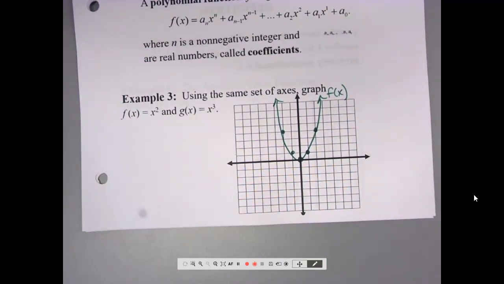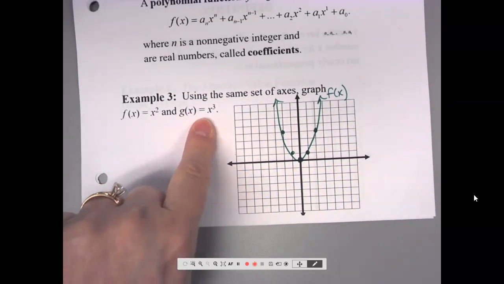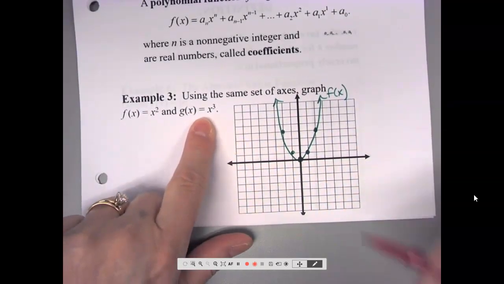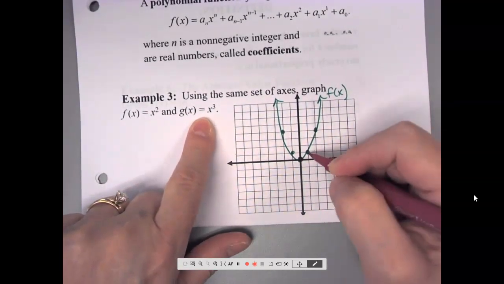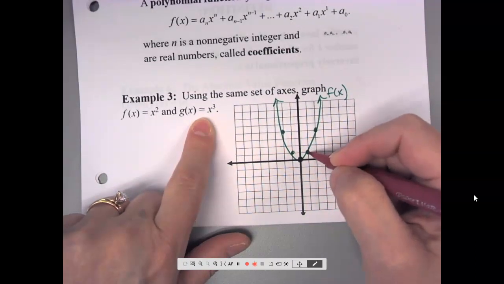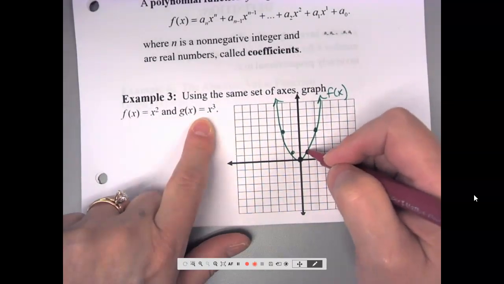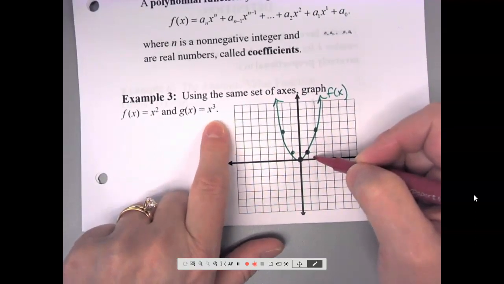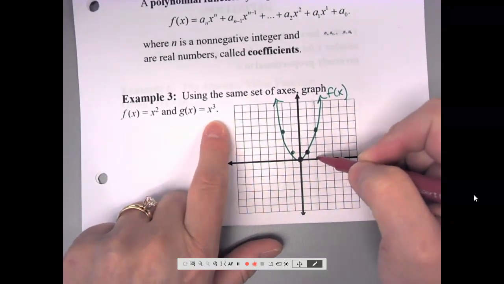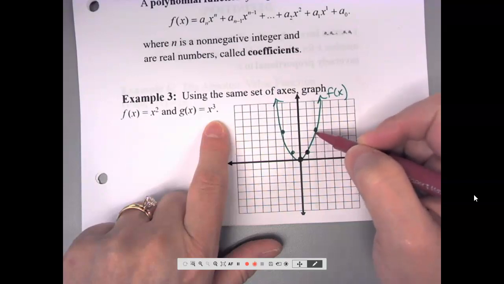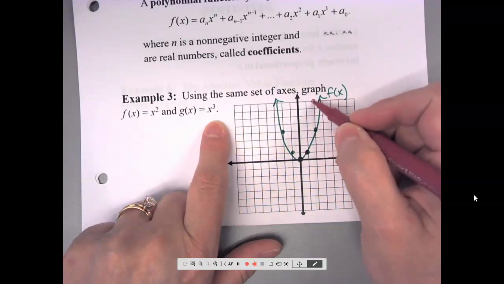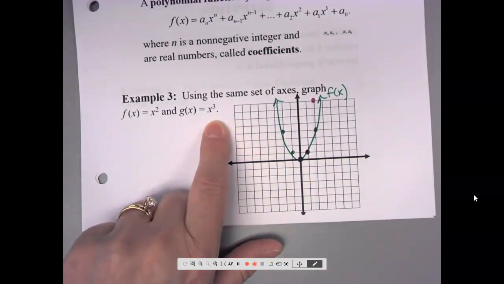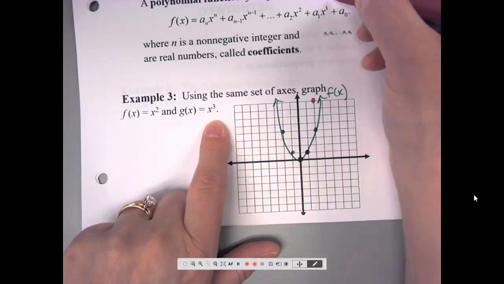Now I'm going to graph x cubed. We can get a few points in our head pretty quickly. If I sub in 0, 0 cubed is 0. If I cube 1, what do I get? 1. Is it the same graph? What if I cube 2? 8. 1, 2, 3, 4, 5, 6, 7. Ooh, barely. If I cube 3, that's going to be 27. That's going to be way up the page.